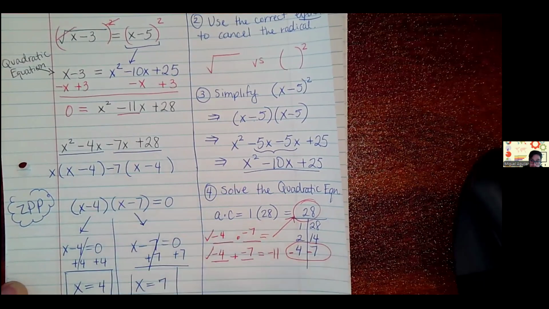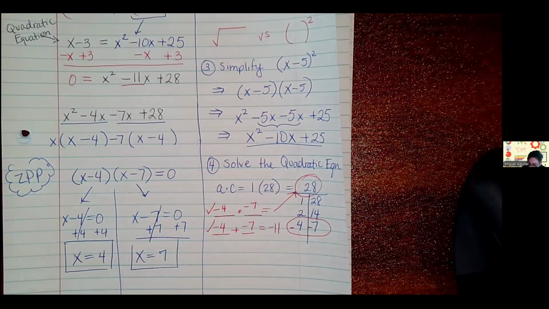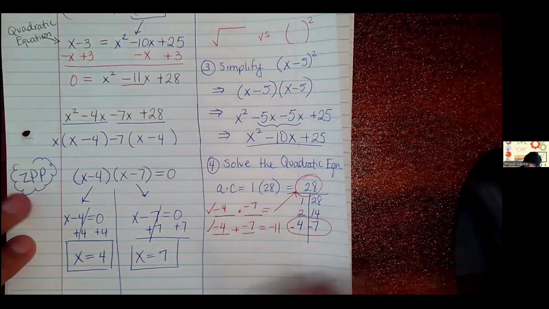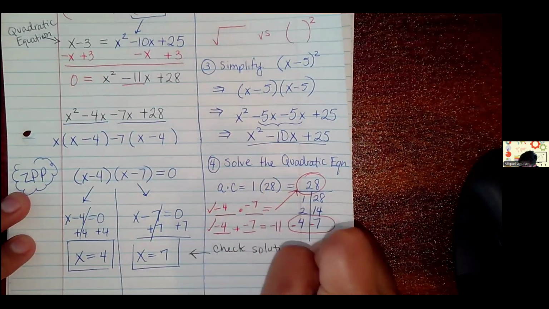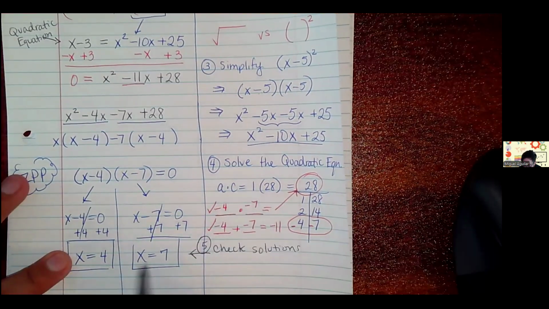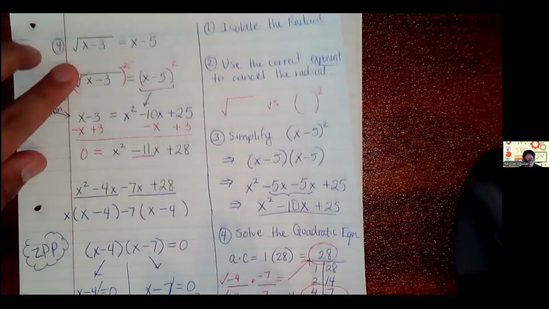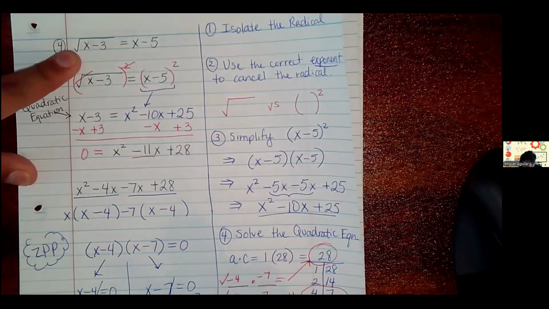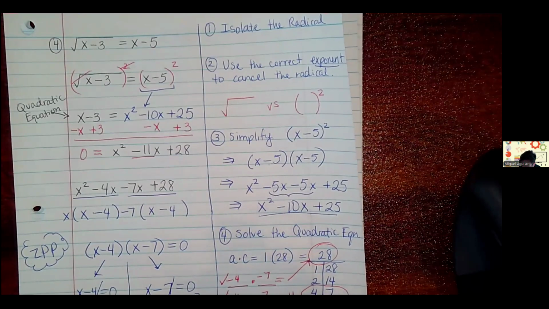Okay, so I have two potential solutions, but again, we're going back to the fact that this is a radical expression. So here, we need to check our solutions. So that's going to be step 5. Okay, and in order to do this, we plug both of these solutions back into the original problem. So the original problem, as it was stated, is that the square root of x, which we'll go with 4 first, minus 3, that should equal x minus 5, which is 4 minus 5.